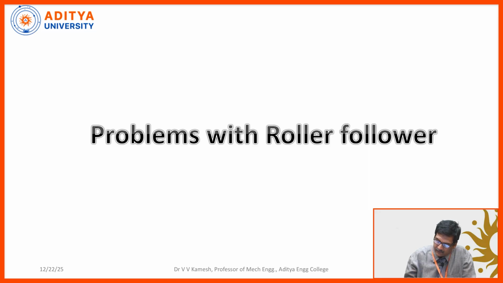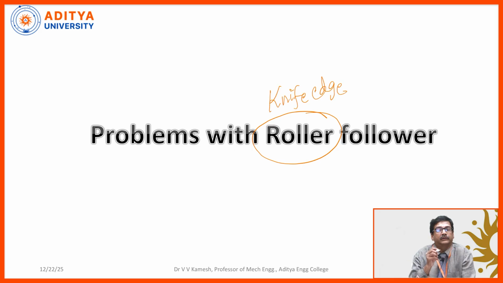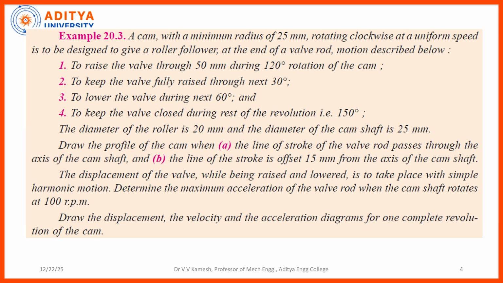Remember one thing, earlier the type of follower we used to identify is knife edge follower. The only difference between the knife edge follower and the roller follower is the diameter of the roller, that is being different, right? Now you can identify the problem here. Most of the problems, 90% of the problems will be the same. The only thing is the roller will be replaced in the place of knife edge.